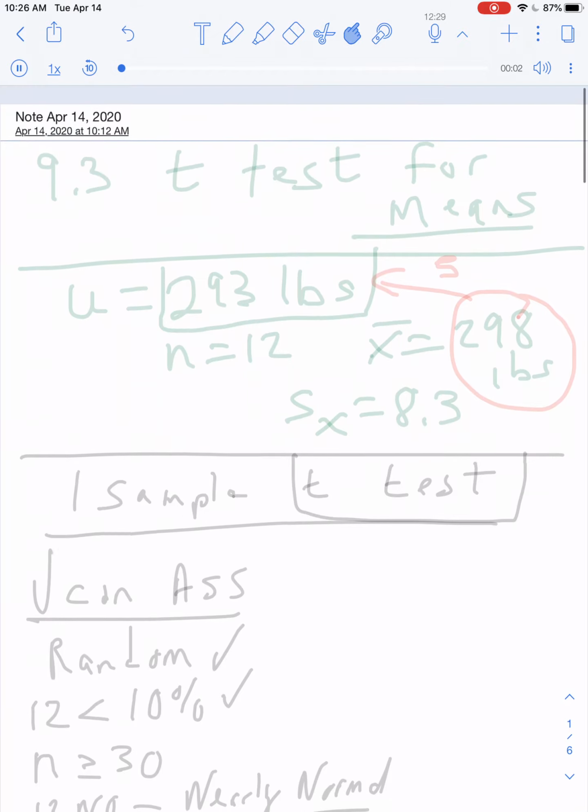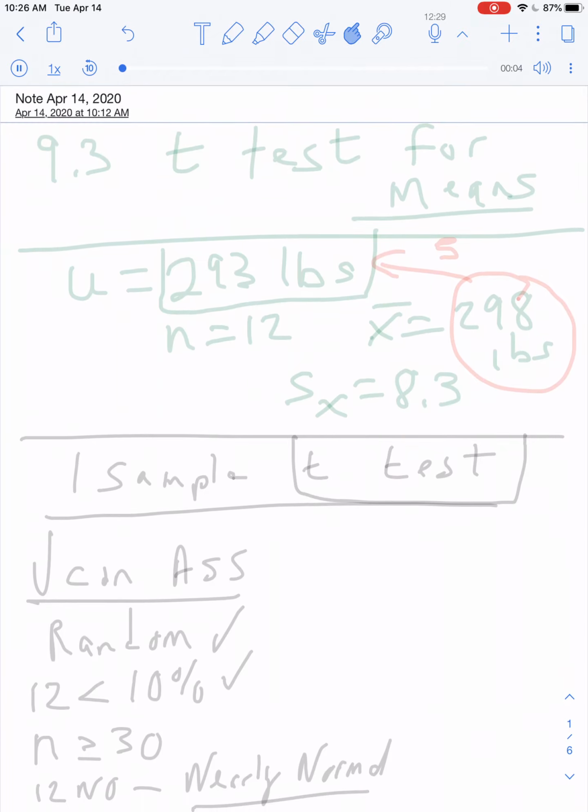Okay, this is section 9.3. So section 9.3, and it's the t-test for means. Now, we just got done doing 9.2, which was for proportions.